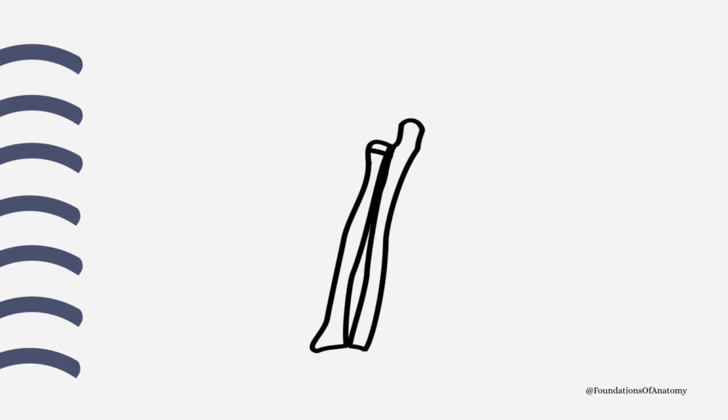Today we'll label two bones together, the radius and the ulna. First of all, what are they and where in the body can we find them? These are the two bones of the forearm.